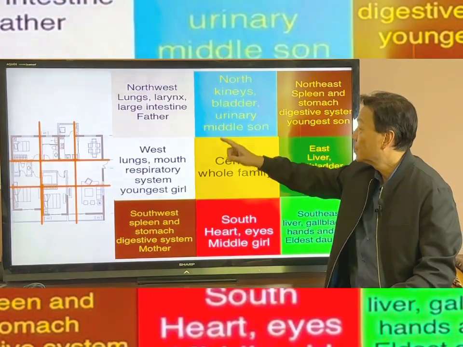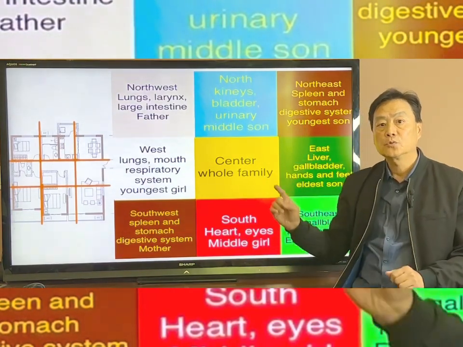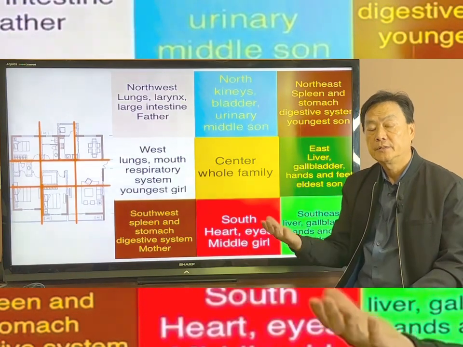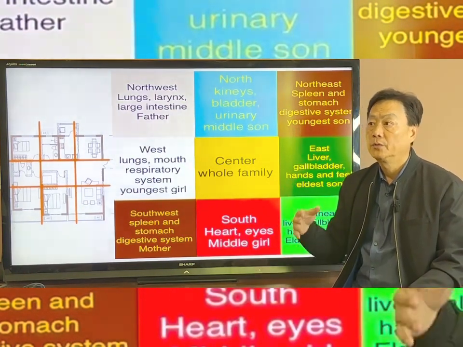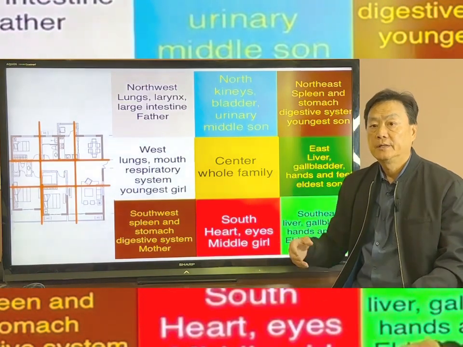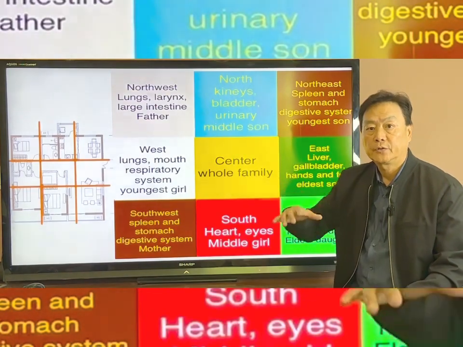So northwest is one of the very important sections, because northwest, like I said, is the father, the owner, who has to go make money to support the family. A house cannot be missing the father, because that's an important role, which affects the income.